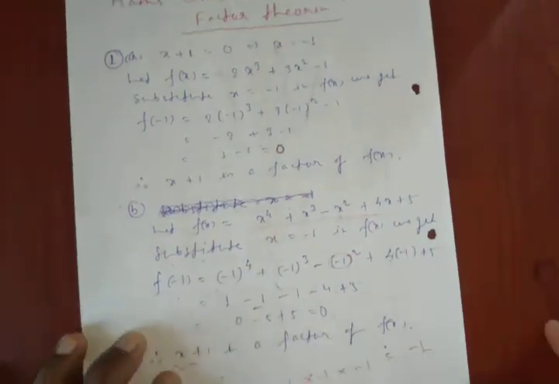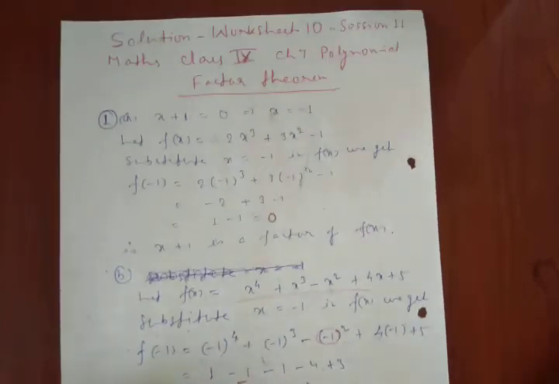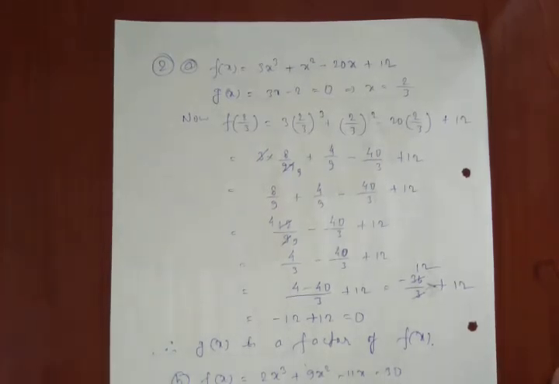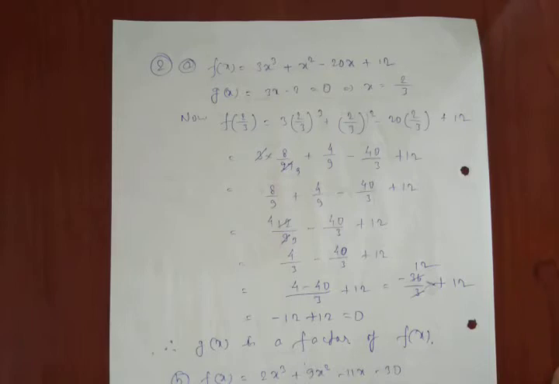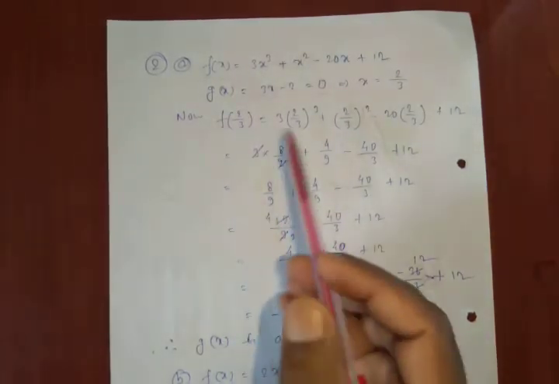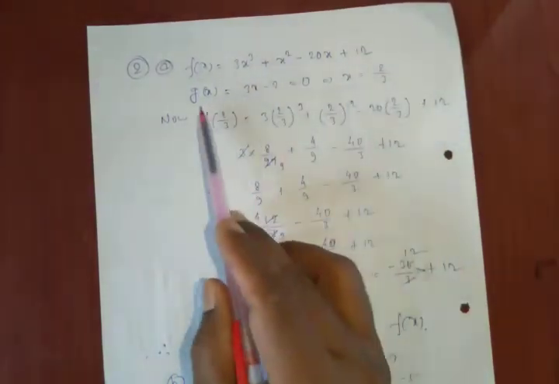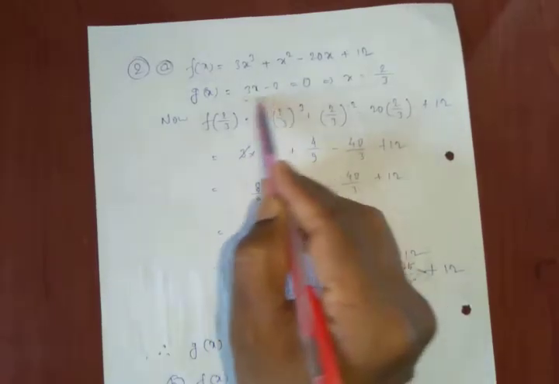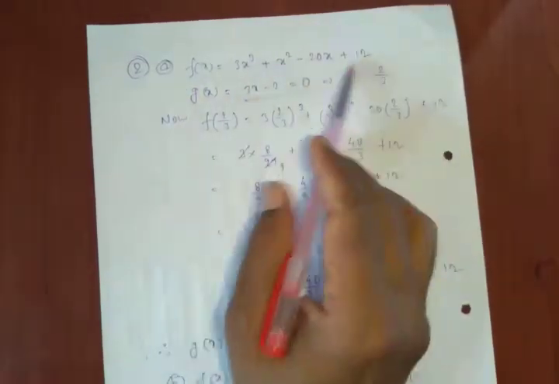So this is the first question. And next is also a similar question. In this question also we have to use the factor theorem to examine whether g(x) is a factor of f(x). So we are given here f(x), this, and this is g(x). g(x) equal to 3x minus 2. Actually this is the divisor. We are dividing this by this here.